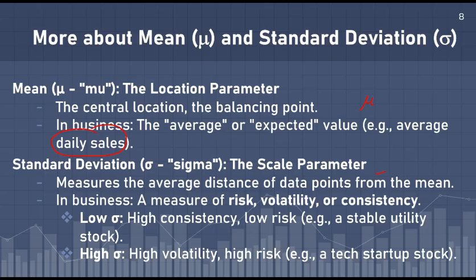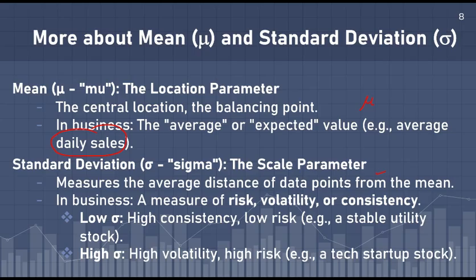In business, it is used to quantify the risk or volatility or consistency. It means if the spread is less, consistency is more. If the spread is more, consistency is less. More risk means more spread. More volatility means more spread. So a low value of sigma means high consistency, low risk.